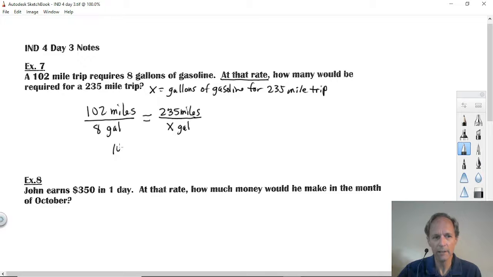So this is going to be 102x equals 235 times 8. Well, that is 1,880 if you do it on a calculator. Okay, so now we just divide both sides by 102. And x is going to come out to be 18.4. And we have to interpret 18.4 what? Well, it was gallons. So 18.4 gallons. And that's it.